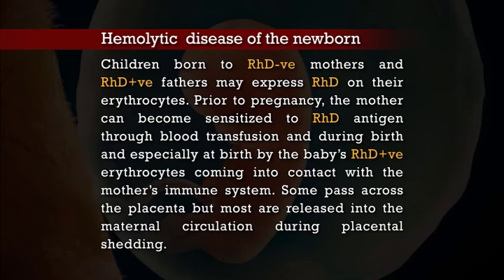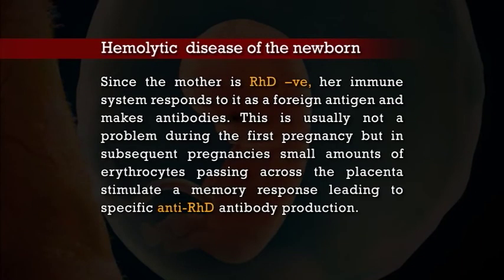Children born to RhD negative mothers and RhD positive fathers may express RhD on their erythrocytes. Prior to pregnancy, the mother can become sensitized to RhD antigen through blood transfusion, and during birth, especially, by the baby's RhD positive erythrocytes coming into contact with the mother's immune system. Some pass across the placenta, but most are released into the maternal circulation during placental shedding. Since the mother is RhD negative, her immune system responds to it as foreign antigen and makes antibodies.